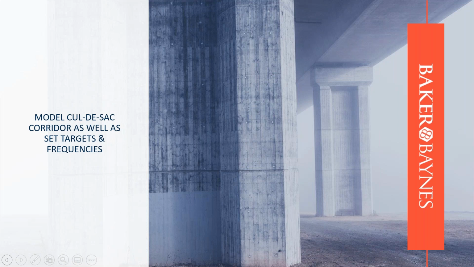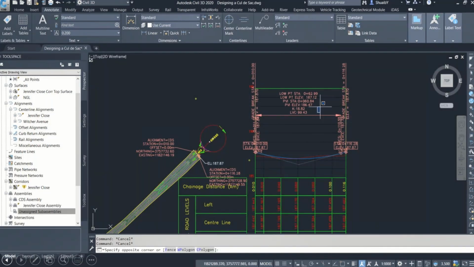And then from there, we took the vertical profile and tied it in to those points. So that's our methodology so far. And then, of course, the last part is actually modeling the cul-de-sac. So let's get into it for the corridor. Okay, so this is where we were.